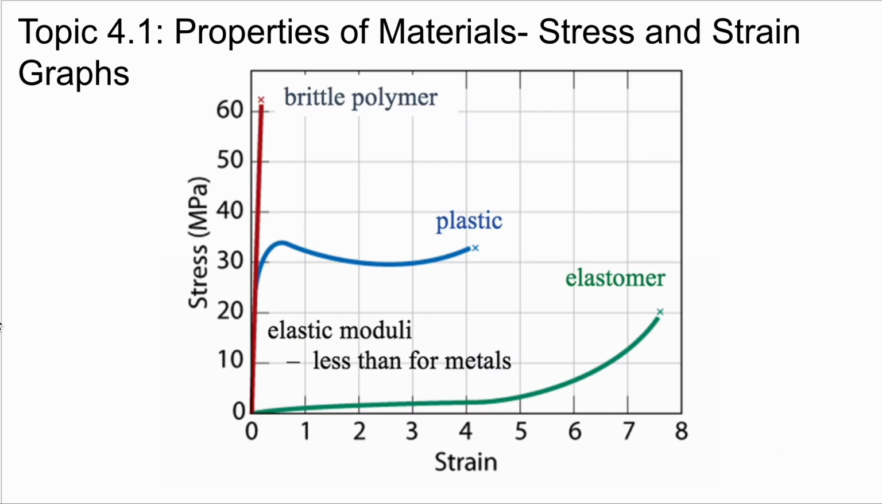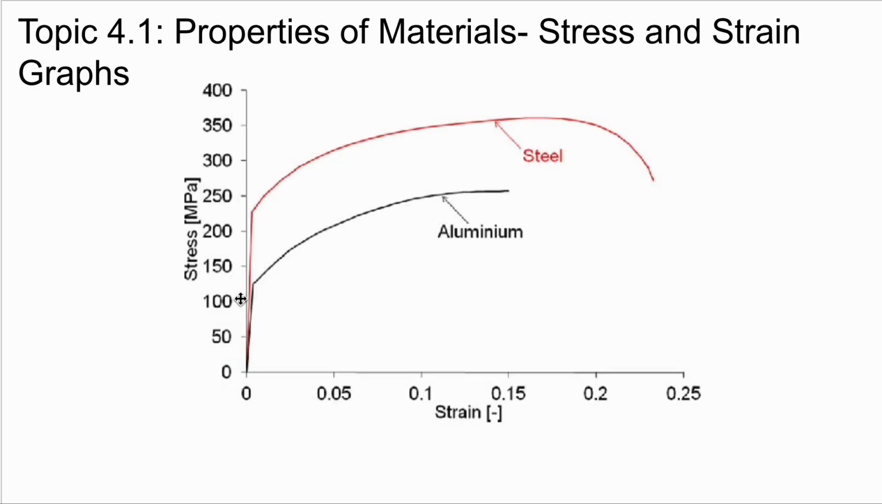So this polymer right here is going to be more difficult to deflect by force. This elastomer is going to be quite easy, right? It's got a lot of elasticity, and this plastic is going to be sort of in the middle right here. Here's an actual example of that.